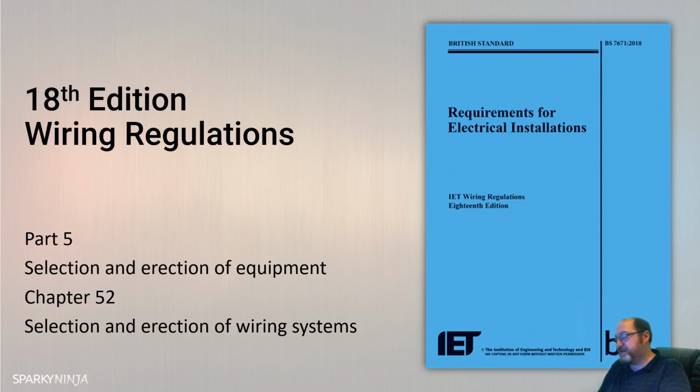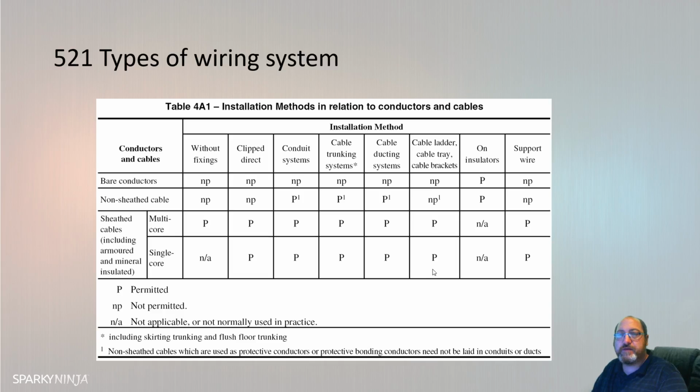So we can quickly peek at Appendix 4, Table 4A1. It's a very simple table. We're going to use a lot of Appendix 4 through Chapter 52, just a little heads up there. Okay, Appendix 4, we go through there, it's quite a way in. Right, Table 4A1, page 385 if you're looking for a page number. Schedule of installation methods in relation to conductors and cables.